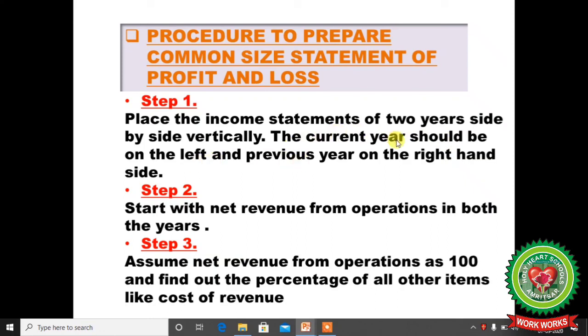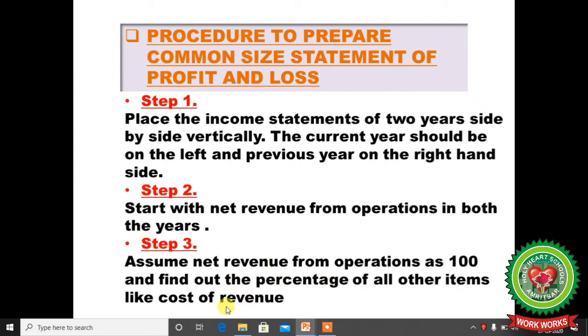So the procedure here. Step number 1, place the income statements of 2 years side by side vertically. The current year should be on the left side and the previous year on the right-hand side. Step number 2, start with the net revenue from operation in both the years. You know that net revenue from operation means your sales. Assume the net revenue from operation as 100.